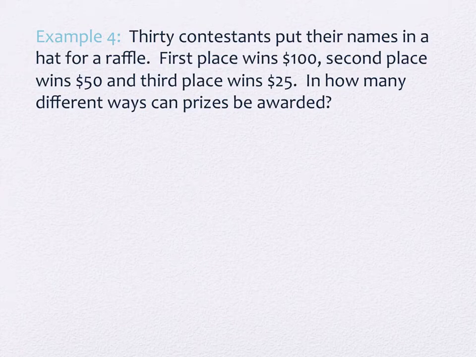30 contestants put their names in a hat for a raffle. First place wins $100. Second place wins $50. And third place wins $25. Okay? The order matters here because it's different if you get $100 or if you get $25, right? So that's why this one, the order matters. It says, in how many different ways can the prizes be awarded? So we are choosing from 50 contestants, right? The order matters. So this is a permutation of unlike objects because we've got different people involved. And we're selecting 3 of the contestants.